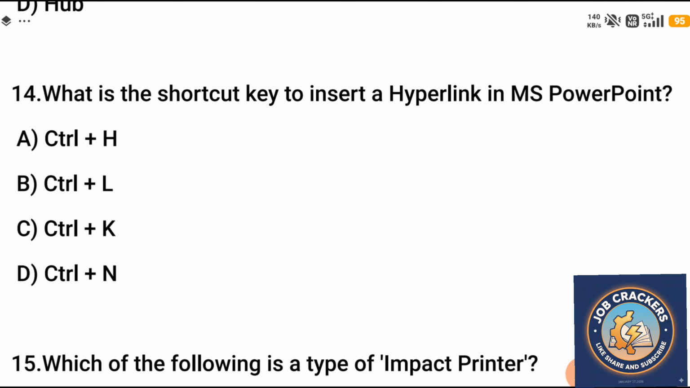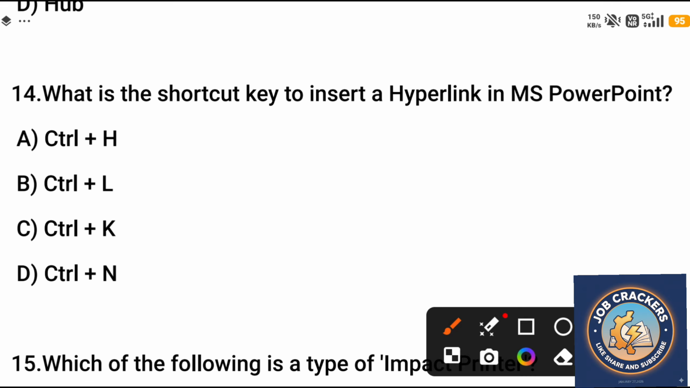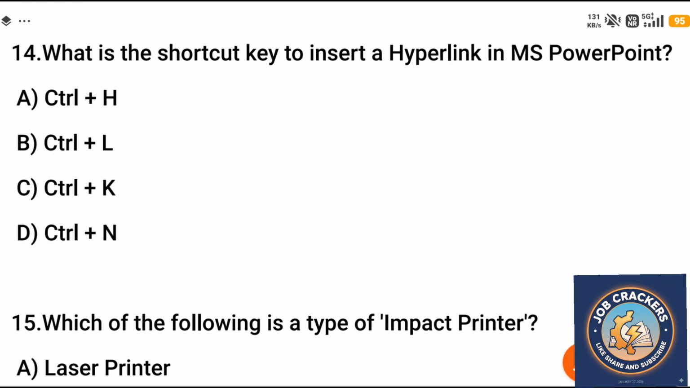Question 14. What is the shortcut key used to insert a hyperlink in MS PowerPoint? A. Control plus H. B. Control plus L. C. Control plus K. D. Control plus N. Correct answer is option C.